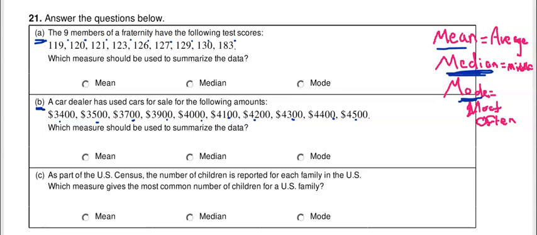All right, so A, it says answer the questions below. The 9 members of a fraternity have the following test scores. Which measure should be used to summarize the data? Okay, so all of the numbers are fairly close to each other, except for one number. This one here is called an outlier. Okay, and you will want to write that down.